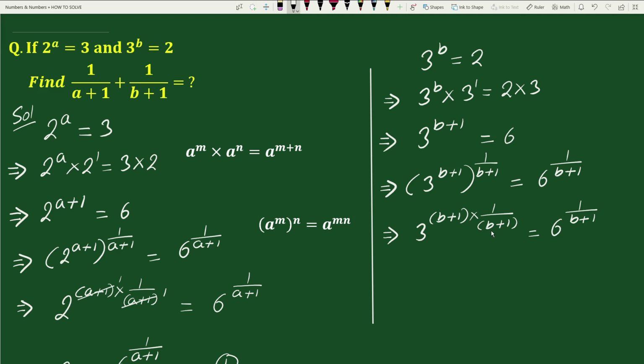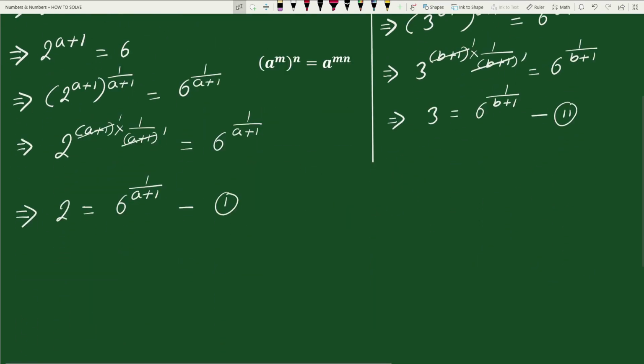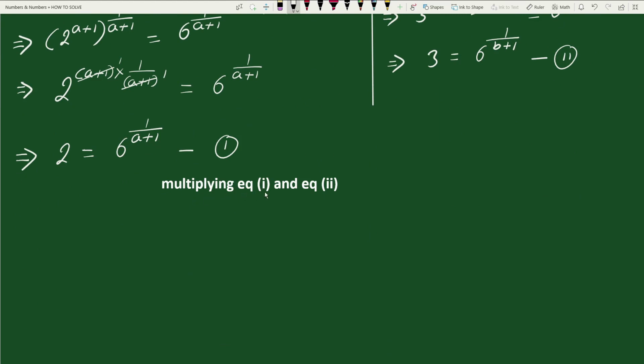Here and here, b+1 will be reduced by b+1 times, here also 1 times. This gives 3 equals 6 to the power 1/(b+1). Let's say this is equation 2. Now multiplying equation 1 and equation 2, we get 2 times 3 equals 6 to the power 1/(a+1) times 6 to the power 1/(b+1).